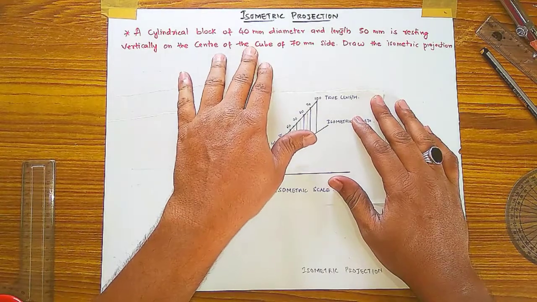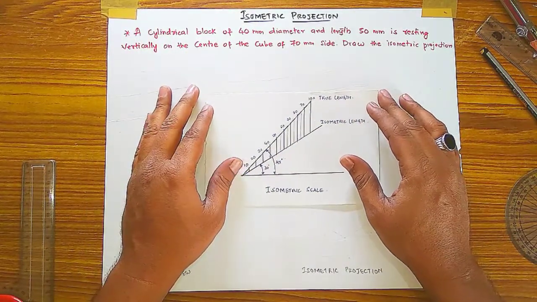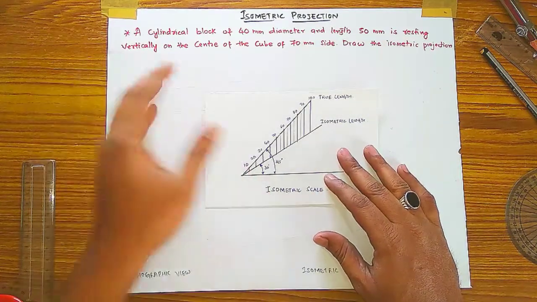And this problem is applicable to diploma, ITI and engineering students, and this problem is of 10 to 15 marks for different branches. So I will start my question.